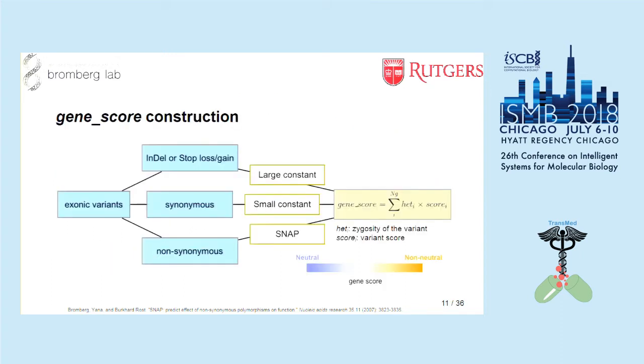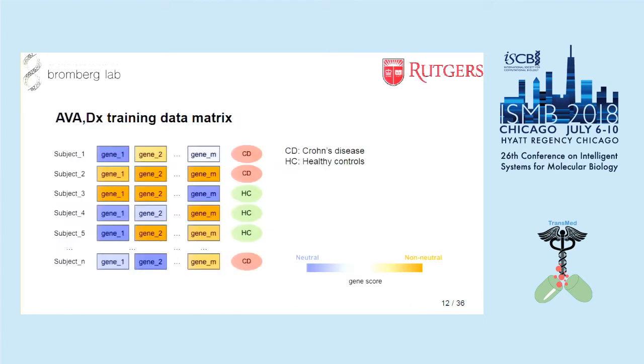So we summed up all the functionalities affected by the variants. Specifically, for indels and stop losses and gains, we give a large constant, and for the synonymous ones, we give a small constant. For the non-synonymous ones, we give SNAP scores, which is a prediction tool that gives you functionality predictions on the variant. We also give a factor for the heterozygous genotype, and we sum all the scores into a gene score. So here our data becomes like this.